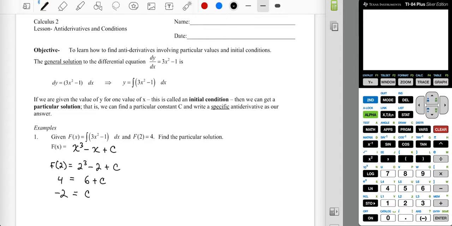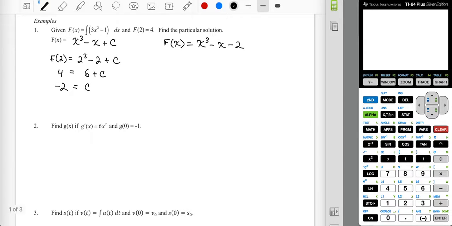All right, so what that tells us is our particular solution is going to be f of x is equal to x cubed minus x minus 2. All right, but that's only because we had the condition. If we didn't have the condition, we wouldn't be able to determine the value of c.